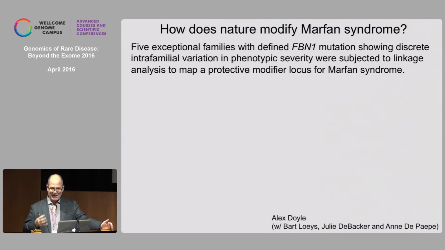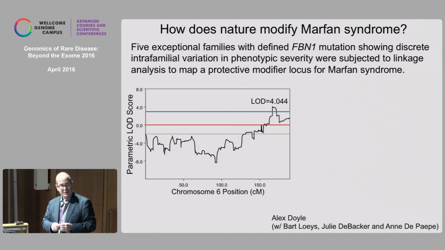And by that I mean half the mutation carriers had huge aneurysms or dissections by the time they were 15 or 20, and the other half of mutation carriers in the same family showed no aneurysms now in their 40s, 50s, and even 60s. So we used positional linkage methods to try to identify modifier loci, and quite remarkably, all families tested showed protective variation on the long arm of human chromosome 6 with a significant LOD score.